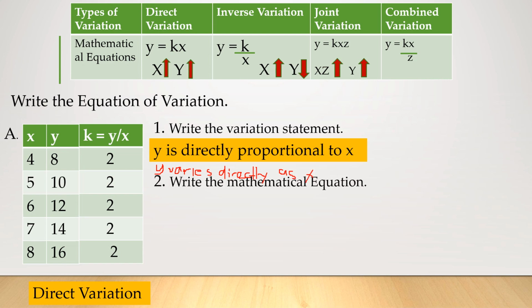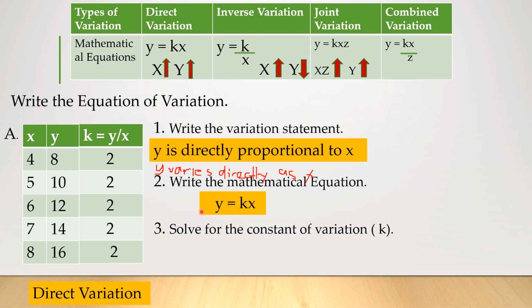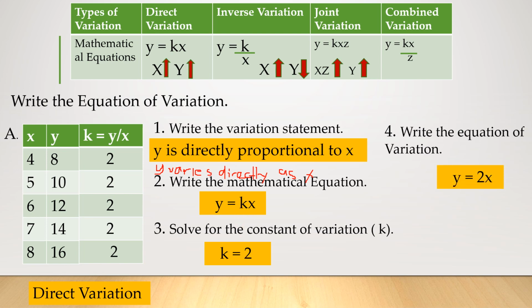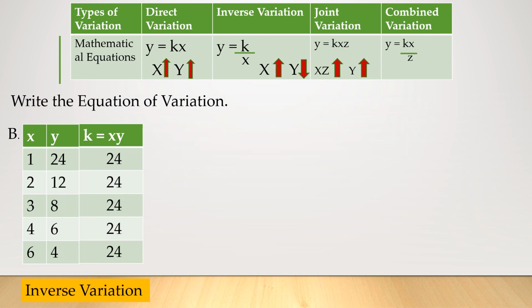Okay, next, write the mathematical equation. So simply, that is y is equal to kx. Next, solve the constant of variation. We already have the value of k here. So k is equal to 2. Next, number 4, write the equation of variation. Simply, from this mathematical equation, y is equal to kx, just replace k with the value of k, which is 2. So therefore, y is equal to 2x. That's it.